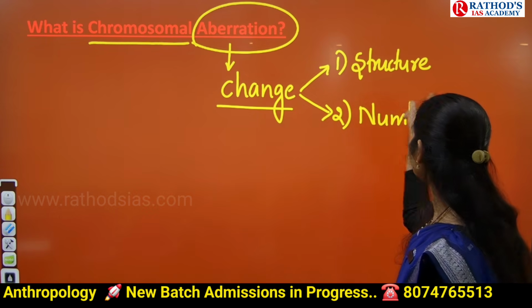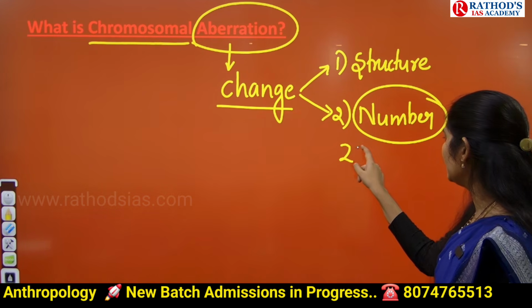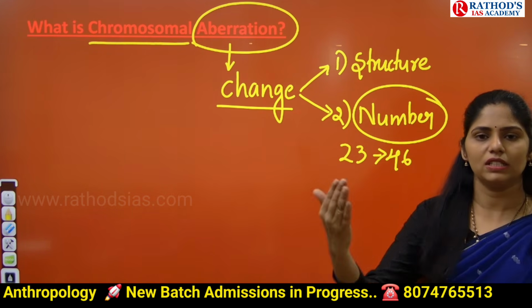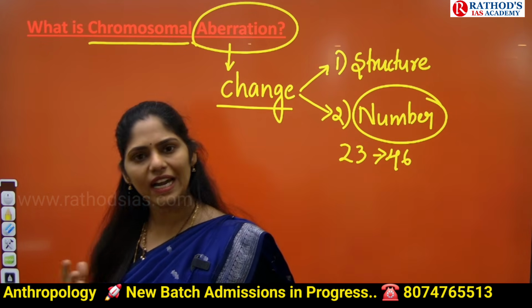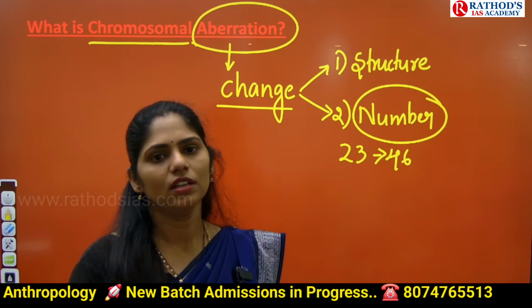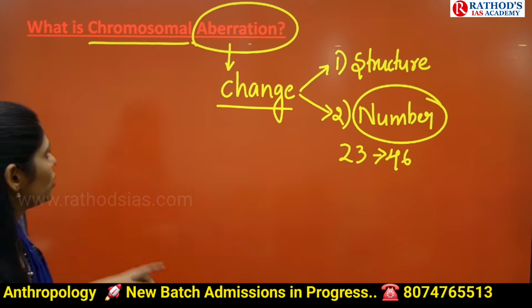And next one is number. So how many chromosomes do we have? 23 pairs. That means 46 chromosomes. If there is any increase or decrease in the number of chromosomes, that is also an abnormality. This is also called numerical chromosomal aberration. So this is the meaning.